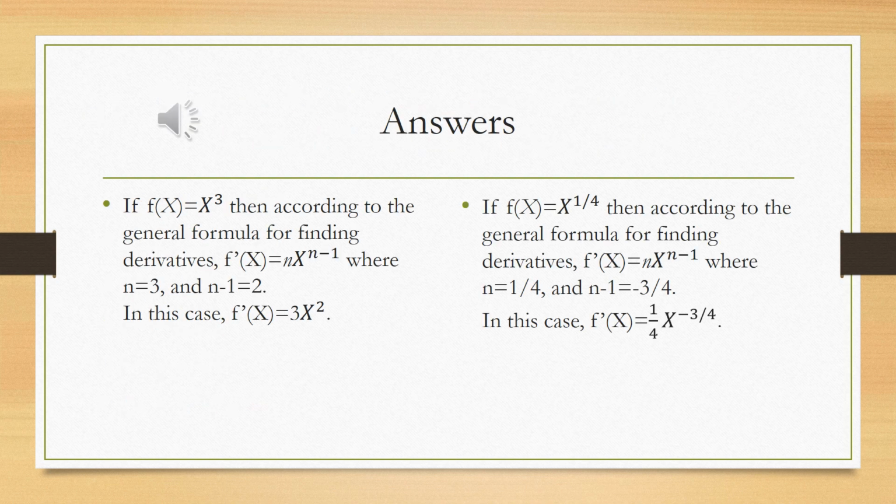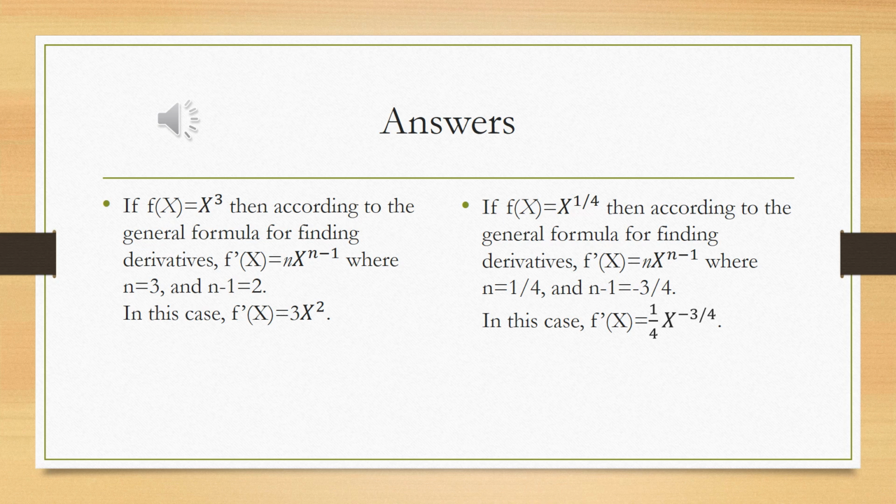If f of x equals x to the power 3, then according to the general formula for finding derivatives, f prime of x equals n x to the power n minus 1, where n is 3 and n minus 1 is 2. In this case, f prime of x equals 3x squared.